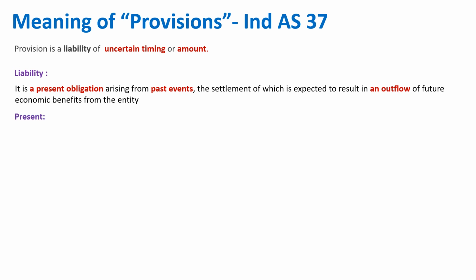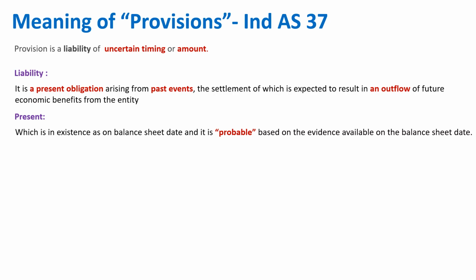Right. So what is the meaning of present here? Because it is a present obligation, what we saw in the definition of liability. So what is the meaning of present here? Which is in existence as on the balance sheet date and is probable based on evidence available on the balance sheet date. That means there is an event on the balance sheet date and that event is creating an obligation on the company.